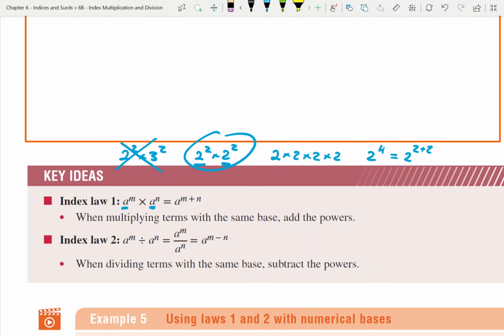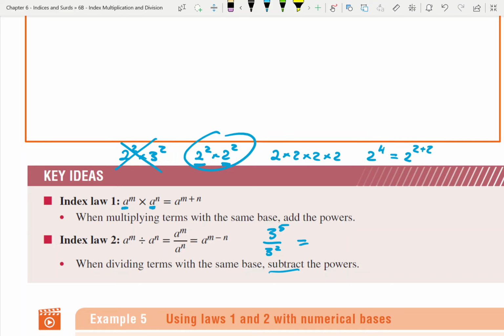Index law 2 is looking at division. So when dividing terms with the same base, we subtract the powers. If I've got a to the power of m divided by a to the power of n, that's going to be a to the power of m minus n. An example of this would be 3 to the power of 5 divided by 3 to the power of 2.